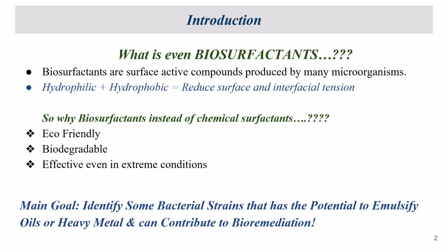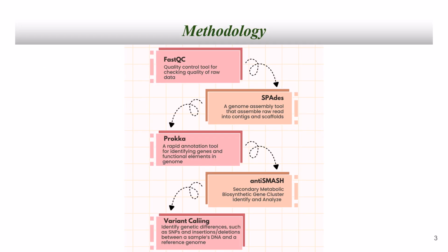Our main goal of this study is to identify some bacterial strains that have the potential to emulsify oils or heavy metals and can contribute to bioremediation. Our methodology goes from quality control assessment using FastQC, to genome assembly using SPAdes, followed by rapid annotation in Prokka. To identify our secondary metabolites, we use antiSMASH, and to identify genetic differences between our covariant reference genome, we did variant calling. So let's get into them one by one.